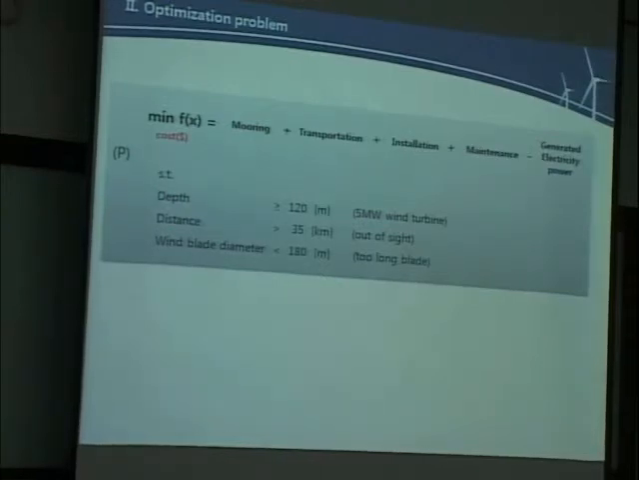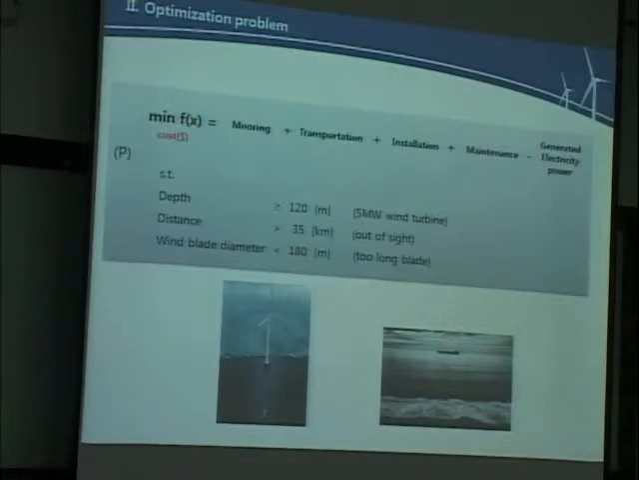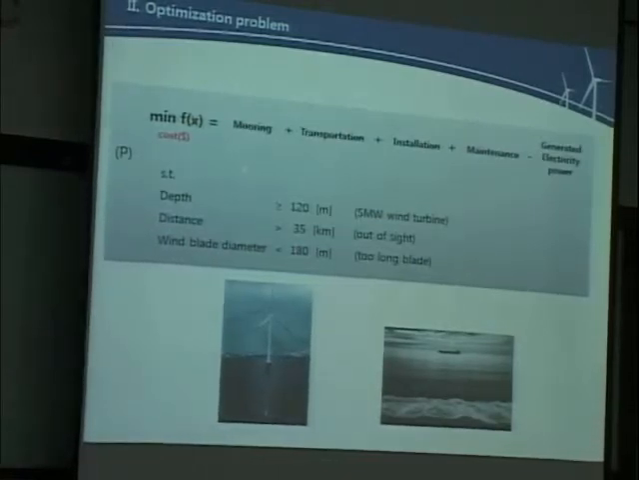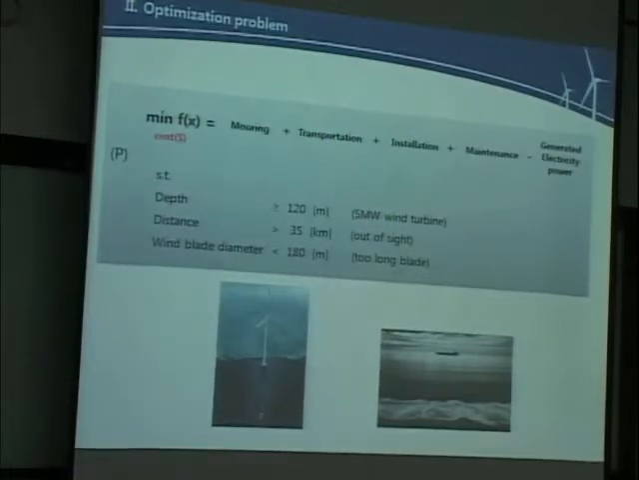Our constraints: there are 3 constraints. The first is that the height is more than 120 meters, because our pipe is high, so it requires lots of ramp structure. The distance is 3 to 5 kilometers from the land, because if you see the wind turbine, it is not good for the people. And the wind blade diameter is below 180 meters, because too long a blade is not good for design. And then I'm going to show more detail about each part.